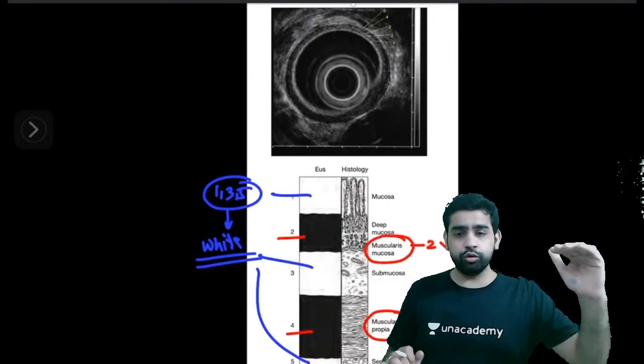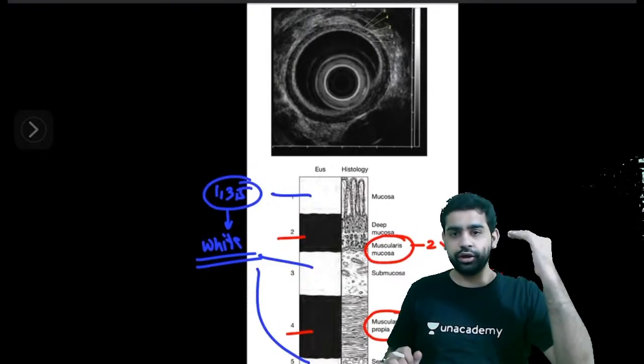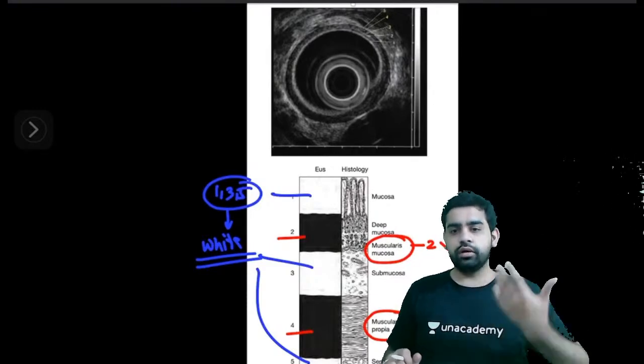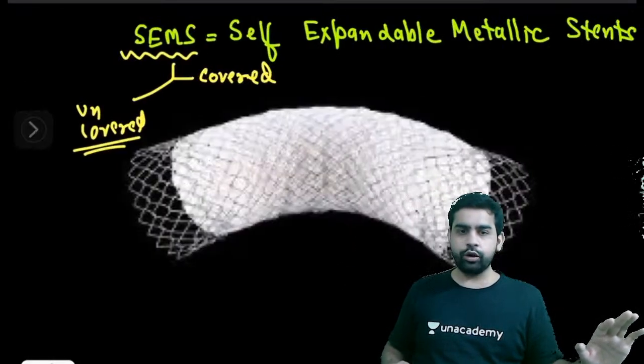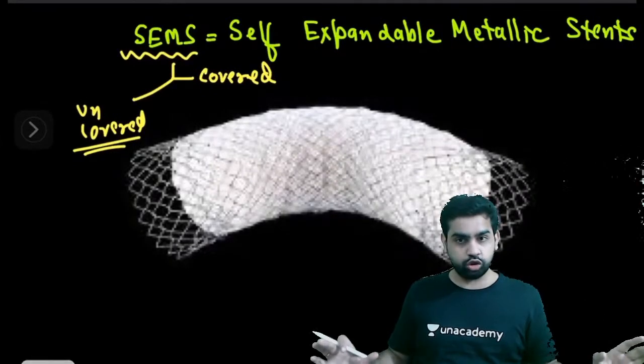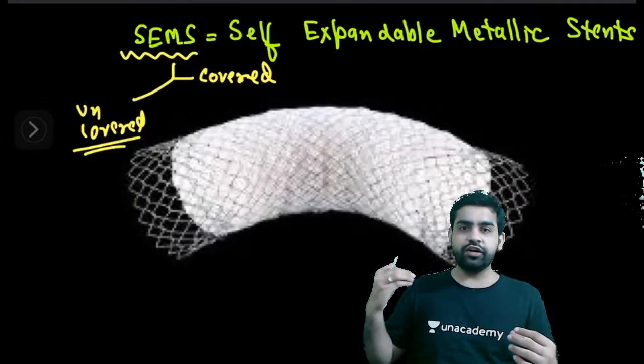Others like the mucosa, the submucosa, and your serosa, these have high intensity, that is, they appear white. We talked about the endoscopic USG. Then what did I tell you? Okay, what is the treatment for the malignant tracheal fistula? So we go in for covered self-expandable metallic stents.